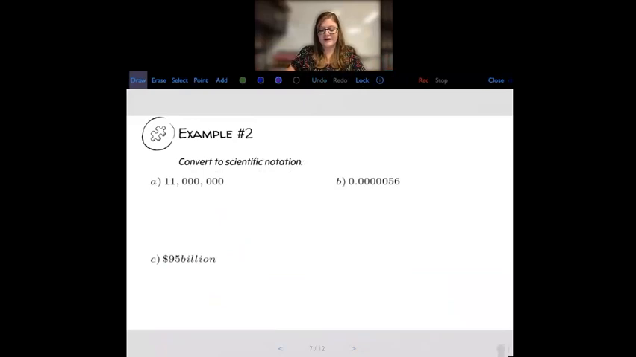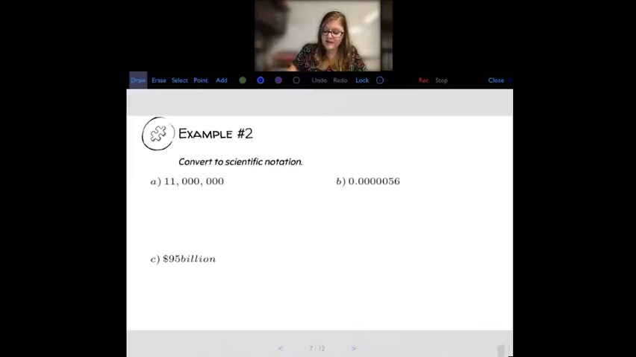Going the other way, convert to scientific notation. So the numbers you see here, at least for A and B, are called standard notation, a regular number like we're used to seeing, and scientific notation involves powers of 10. So when we're converting to scientific notation, we're going to see how many powers of 10 we need, or we're going to move the decimal that many places over.